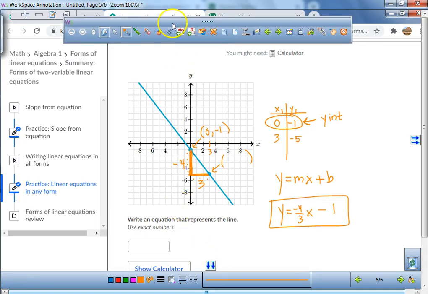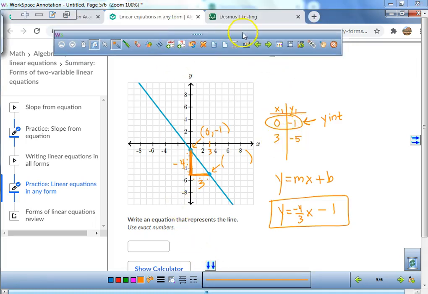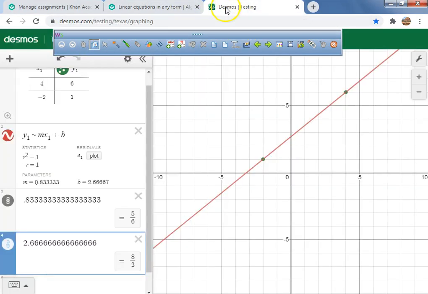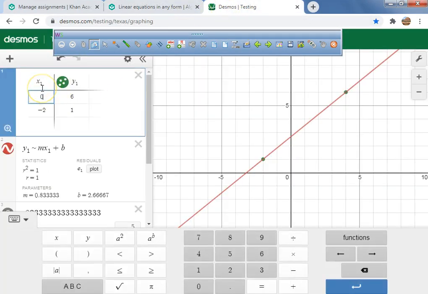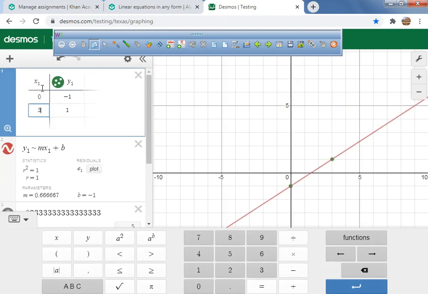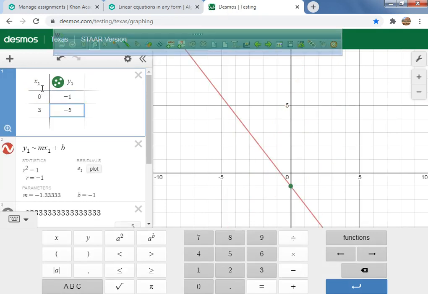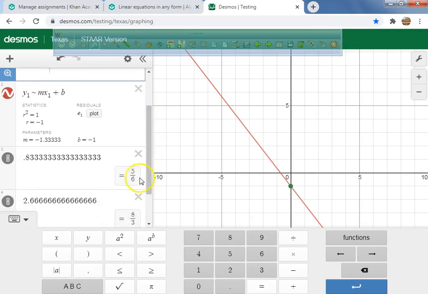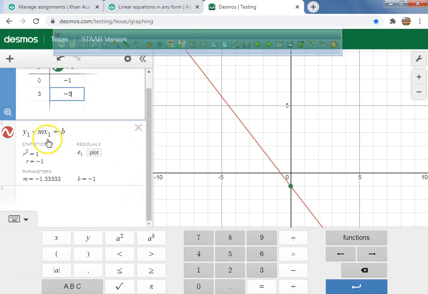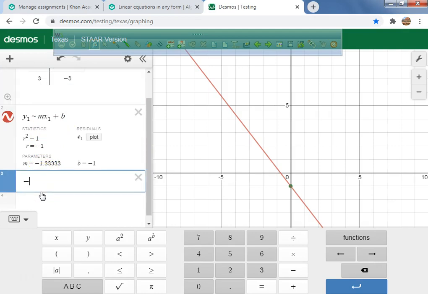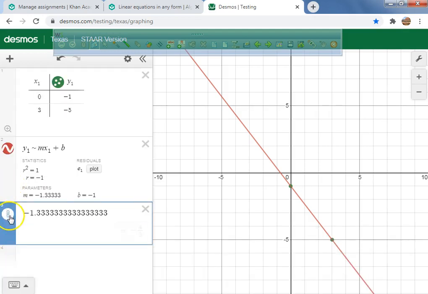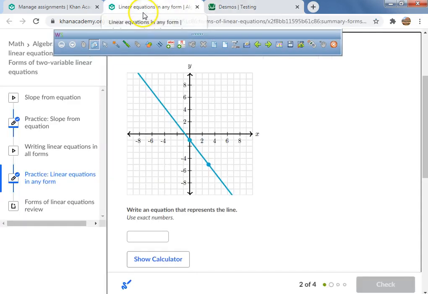What happens when you do it in Desmos? 0, -1, 3, -5. I want you to see what happens. Does everybody see? Hold on, let me clear that out. You guys see that ugly fraction right there? So if you wanted to change that, you put -1 point, and now I'm good. All right, so I'm going to type that in, and we're going to call it a day for me.